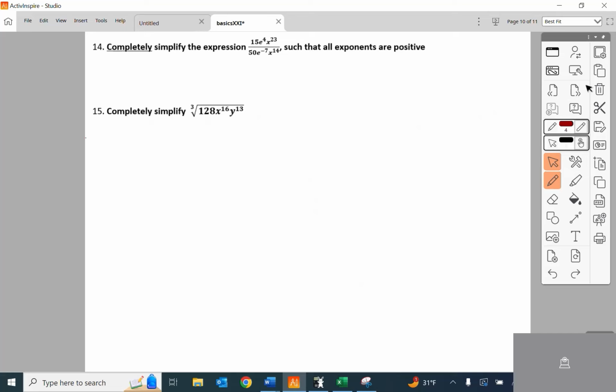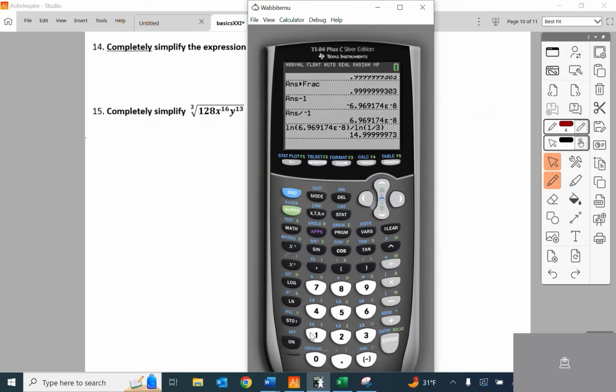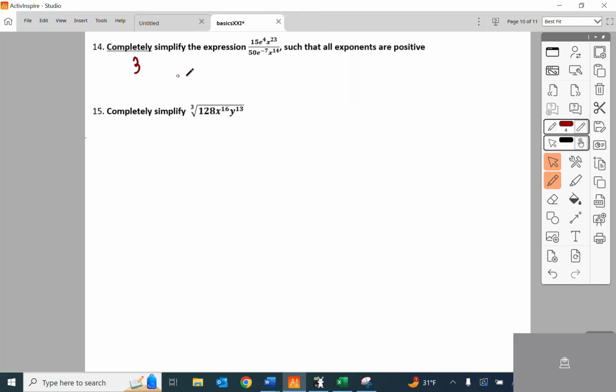Almost done. Completely simplify this expression such that all exponents are positive. If you don't know what 15 over 50 is, by all means, push buttons. 3/10. Math, enter, enter. So there's a 3 up top, a 10 down low. We'll focus on the pieces here. I can move that 7 up high, change its sign to positivity. I add exponents, 7 plus 4 makes 11, and it's up top.